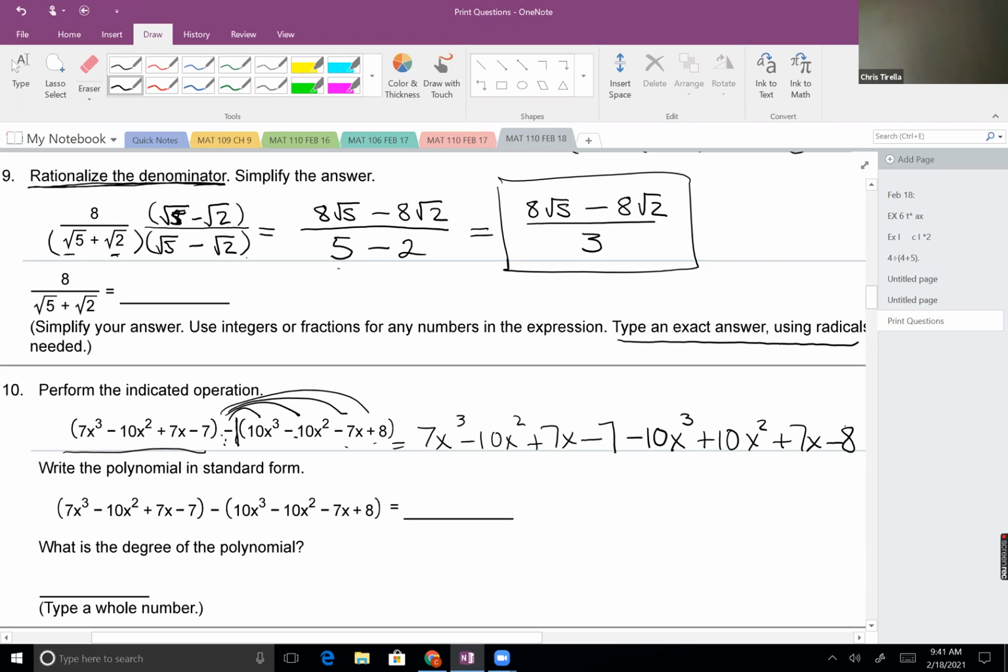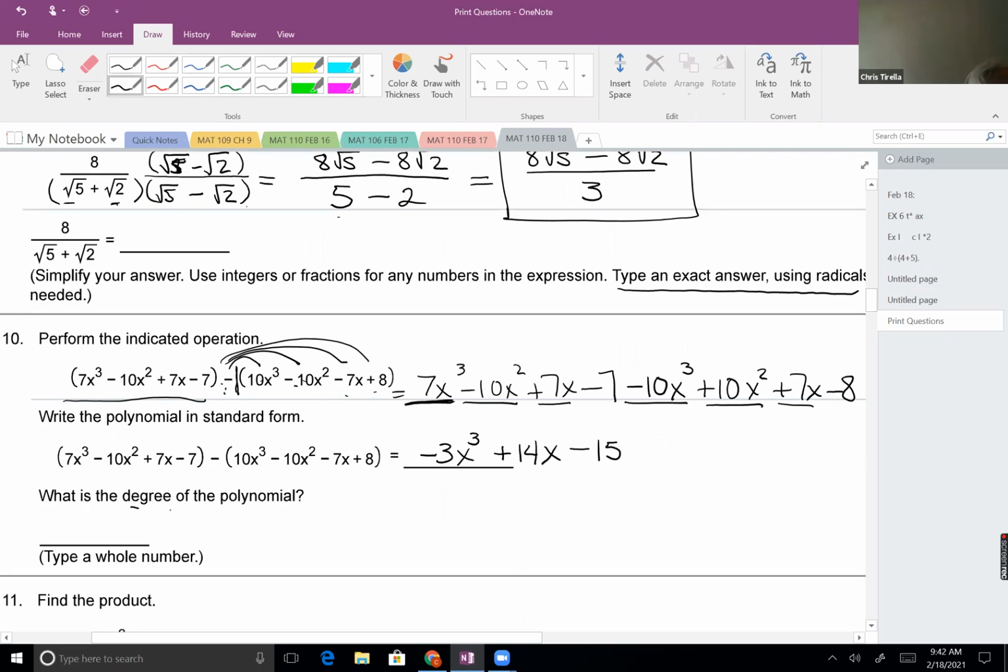On this quiz, in life in general, careless mistakes occur when people forget that they have to multiply everything in there by that -1. You change all of those signs, not just some of them. Now, like terms: 7x to the third minus 10x to the third would be negative 3x to the third, minus 10x squared plus 10x squared, 0x squareds. I don't need any more x squareds. Plus 7x plus 7x is 14x. Minus 7 minus 8 is minus 15.